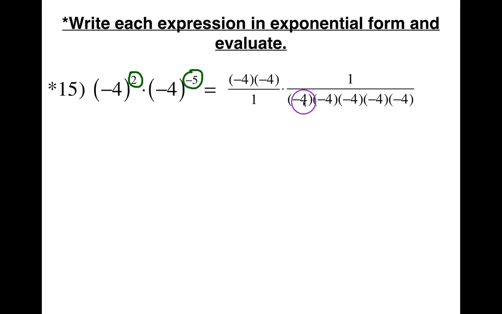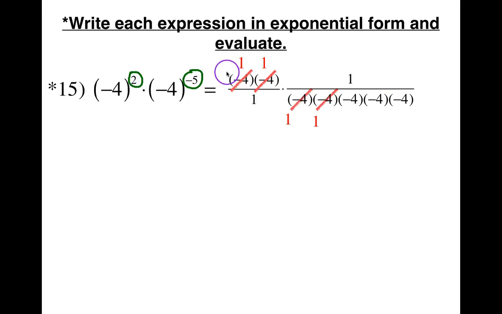So here, we have negative 4 squared. Since it's a positive exponent, I'm going to do repeated multiplication. And again, putting it over 1 just makes it easier for me when I start multiplying at the end. Here we have negative 4 to the negative 5th, so I'm going to do repeated division. So I'm going to do 1 over negative 4 repeated 5 times. I'm going to go ahead and reduce as many as I can. Negative 4 divided by negative 4 is 1. Keep repeating that until I have nothing left.